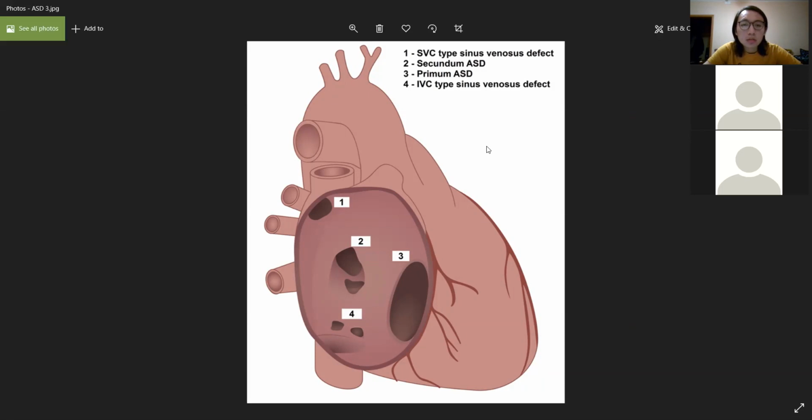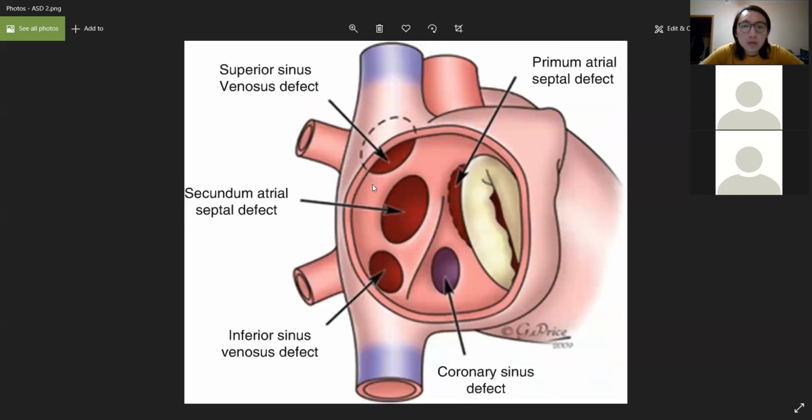Ostium secundum. Ostium is opening, right? Secundum or secundum ASD. You see over here, number 2. It is close to the fossa ovalis of the heart. Close to the fossa ovalis of the heart.